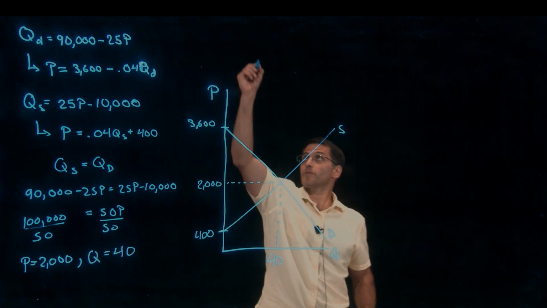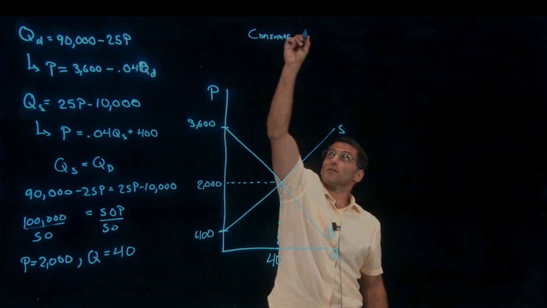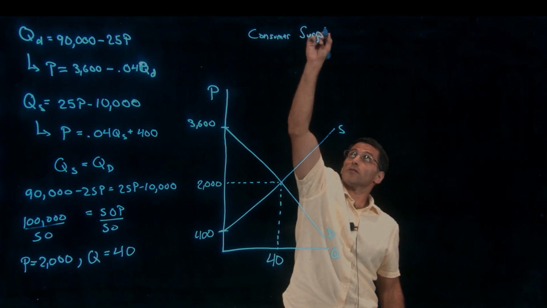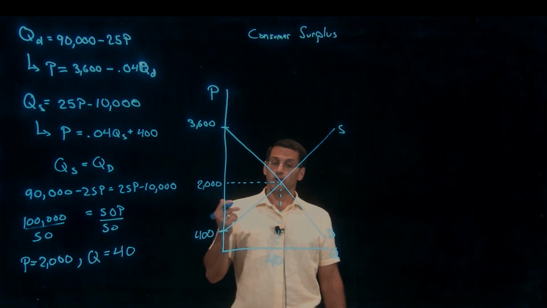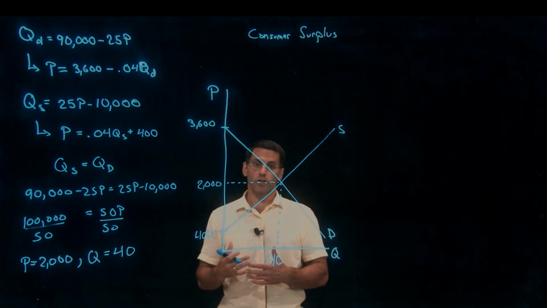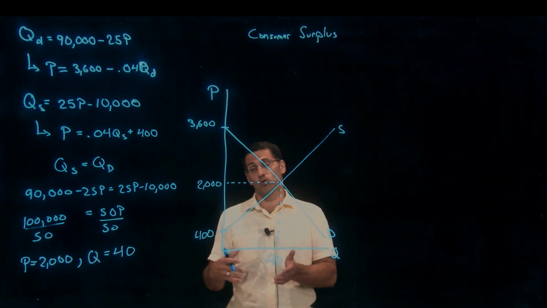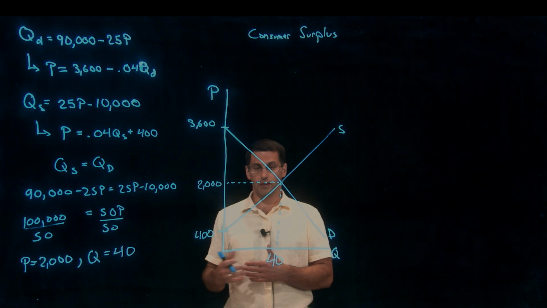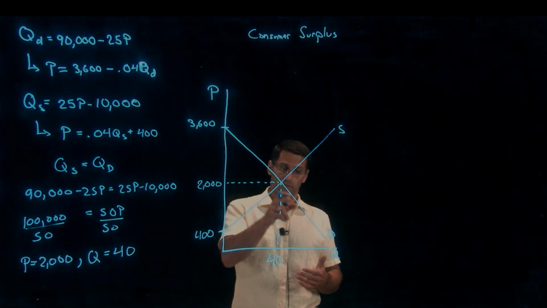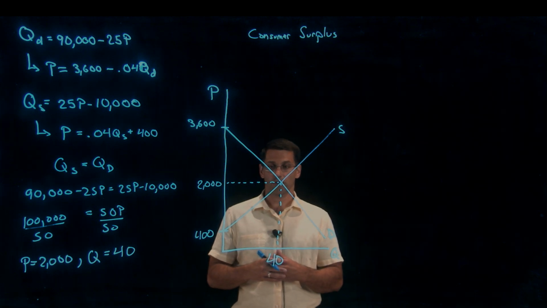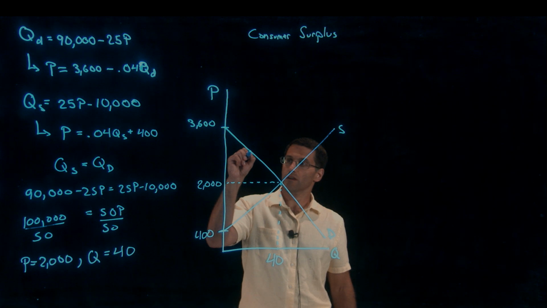So if you remember, consumer surplus, and you should have covered this in your Principles of Micro class. Consumer surplus is the difference between what a consumer is willing to pay and what they actually have to pay for the product. Okay? And where do we find that willingness to pay? Well, that's given by the demand curve. Okay? So any point on the demand curve gives us that willingness to pay.